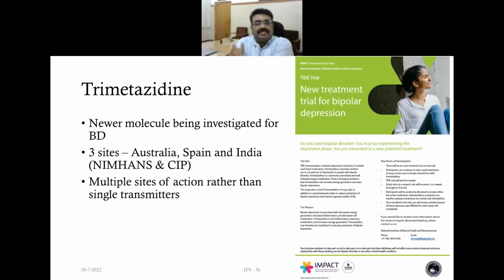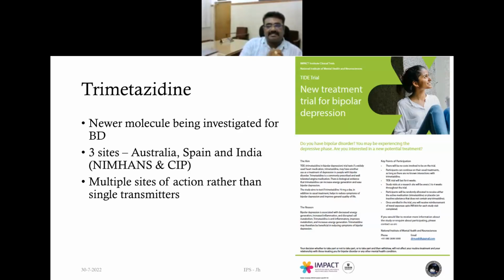Trimetazidine, this is something that we have recently got approval for investigating as an acute treatment molecule for bipolar depression. This is an angiotensin converting enzyme inhibitor, which has activity on the mitochondrial energy generation. And 3 sites have been approved for testing this molecule, and NIMHANS and CIP Ranchi are partner institutions in this particular trial. So we hope that this will take off.